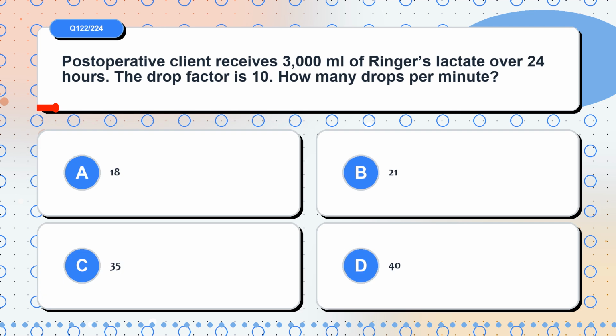Question 122. Postoperative client receives 3,000 ml of Ringer's lactate over 24 hours. The drop factor is 10. How many drops per minute? Here are the options. Option A, 18. Option B, 21. Option C, 35. Option D, 40.